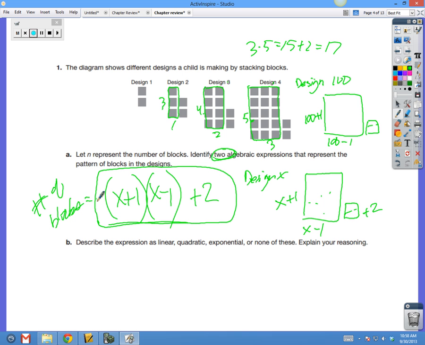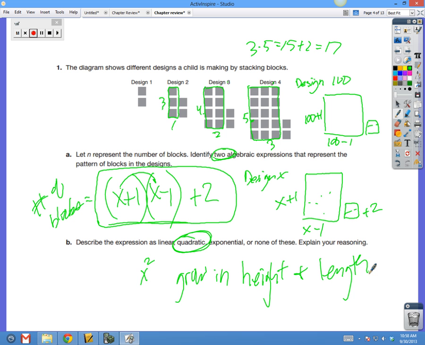Now, is this growing at a linear rate, a quadratic rate, or an exponential rate? Why is it growing at a quadratic rate? Because if you distribute these through, you're going to have an x squared. Your second rate of change is constant. Quadratics grow in two dimensions. It grows in height and in length. The bases get wider, they get taller. So it's growing in two dimensions from picture to picture.